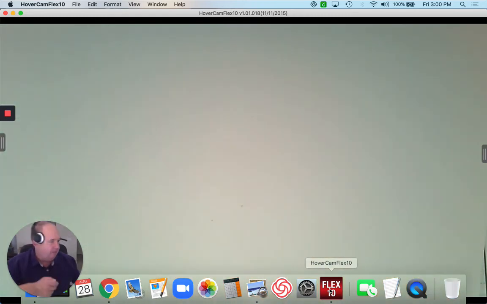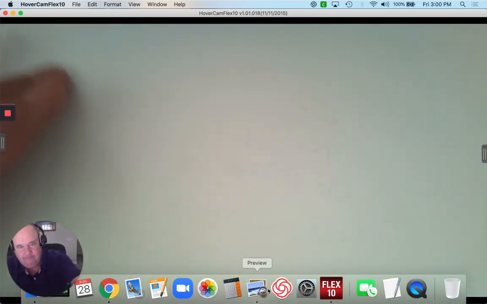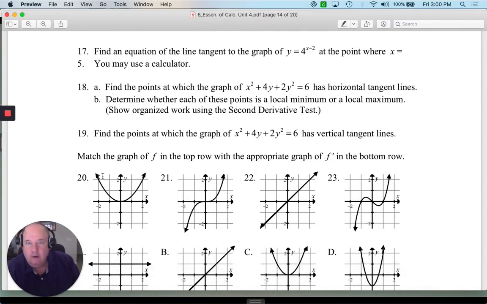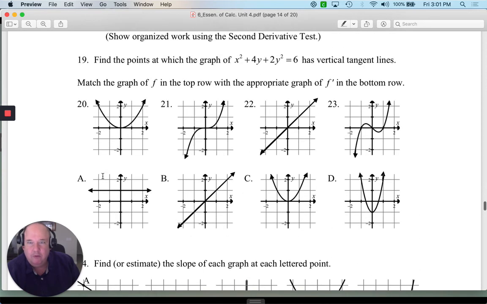All right, we're almost there. Number 20. At least we're doing it together. All right, this one actually won't be too bad. From 20 to 23, we'll do them all together. Match the graph in the top row with the appropriate graph of the derivative underneath it. For number 20, that's a parabola, and so that would be like x squared. If I took the derivative of x squared, you get positive x. So 20 is going to match with a slanted line. So 20 goes with B.